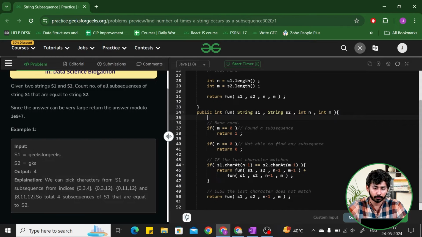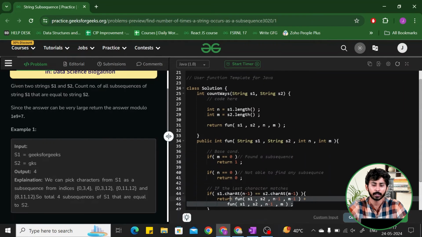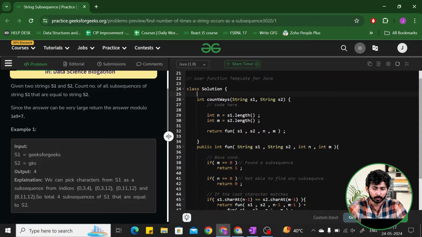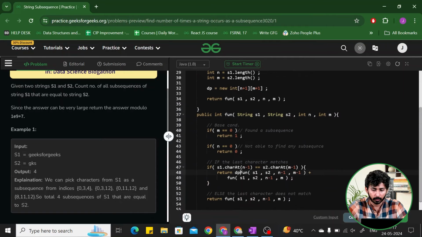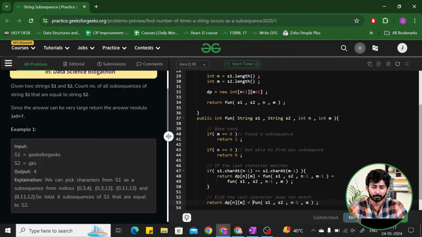So wherever you are trying to find the answer, first of all, let's create a DP array. Okay, so integer DP. I will initialize this over here. I'll declare it over here. Okay, and after finding n and m, I will say DP equals new integer n plus 1 and m plus 1. Okay, fine. Now here DP of n comma m is this, and here DP of n comma m is this. Memoized solution, right? Pretty simple.